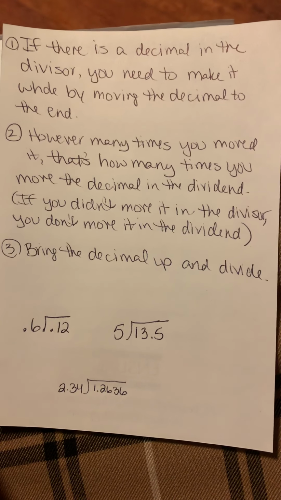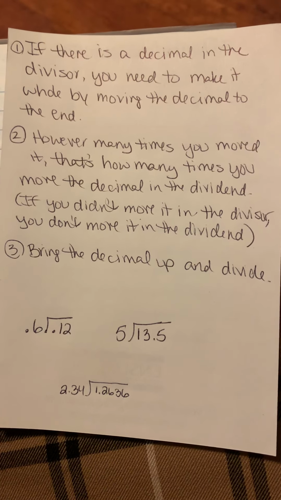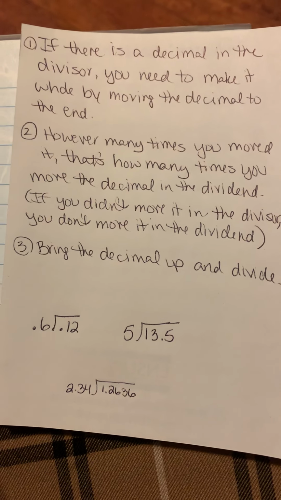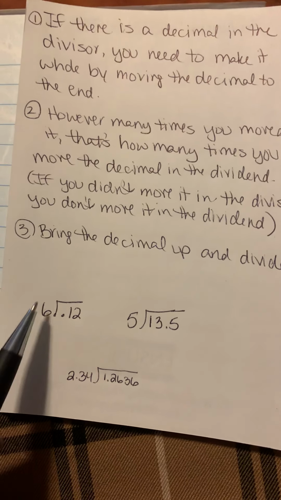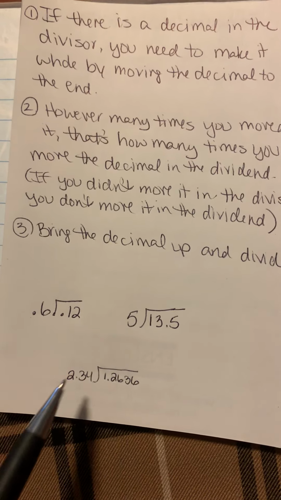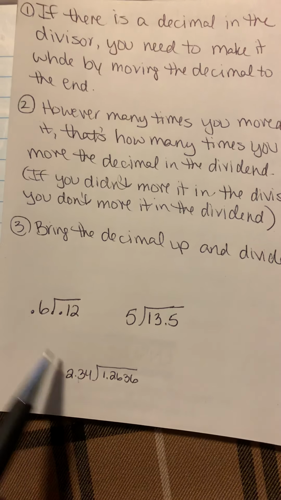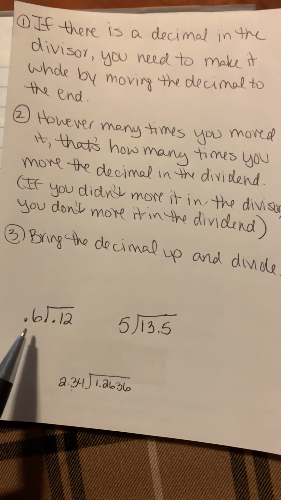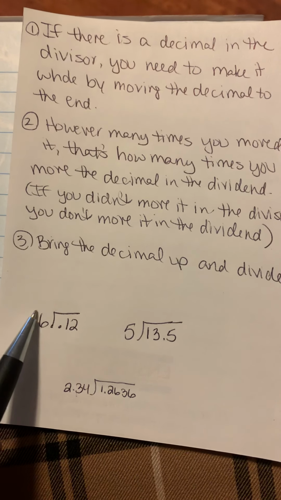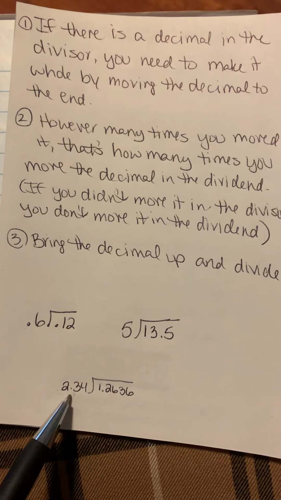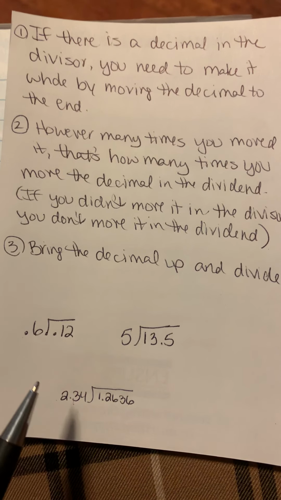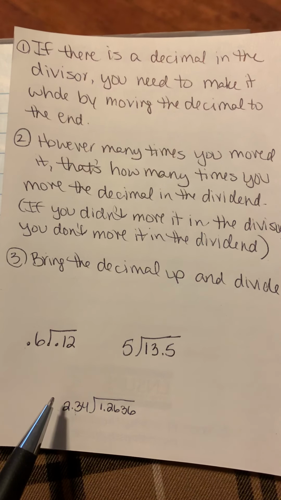I just wanted to add a little bit more to your decimal notes. So now we're looking at what happens when you have a decimal in your divisor. That's the number on the outside, okay? This number always needs to be a whole number. Remember, a whole number has no parts to it, so it can't have a decimal in it.